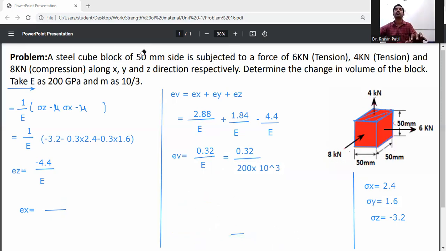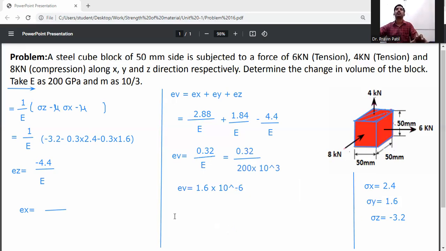So EV, the volumetric strain, is equal to 0.32 divided by 200 into 10 raised to the power 3. That will be 1.6 into 10 raised to the power minus 6.